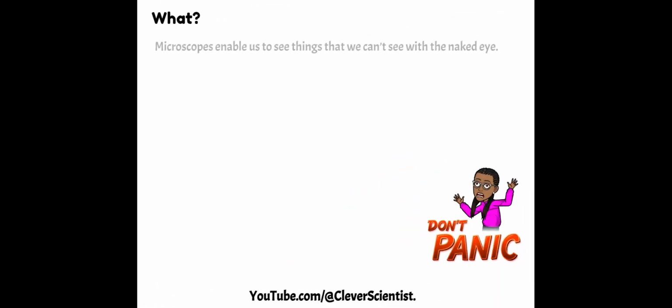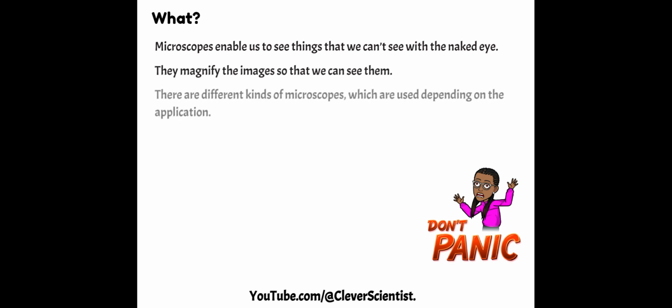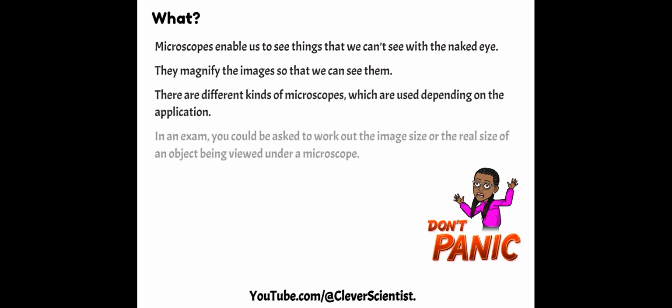So what's this all about? Microscopes enable us to see things that we can't see with the naked eye. They magnify the images so that we can see them. There are different kinds of microscopes which are used depending upon the application. In an exam, you could be asked to work out the image size or the real size of an object being viewed under a microscope.